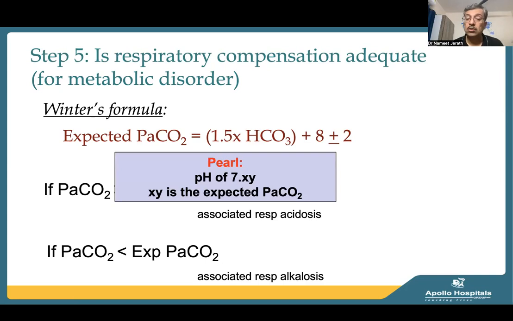A very quick and not a very good way of looking at this is to look at the numbers after the decimal in the pH, first two decimals. So let's say if the pH is 7.23, then for that acidosis, the expected CO2 should be 23. That is a quicker way, but not a foolproof way of finding the respiratory compensation to a metabolic disorder.